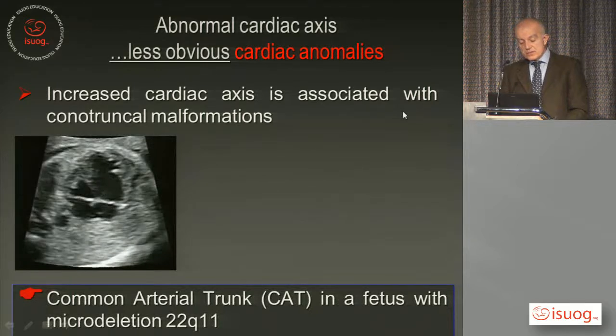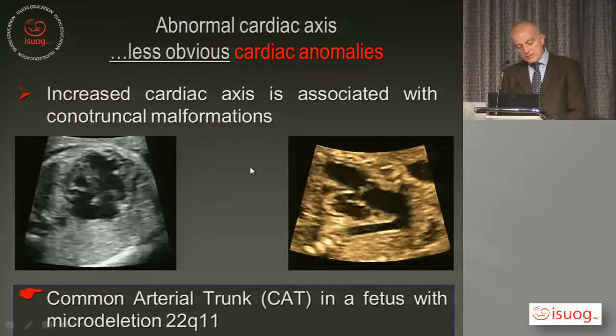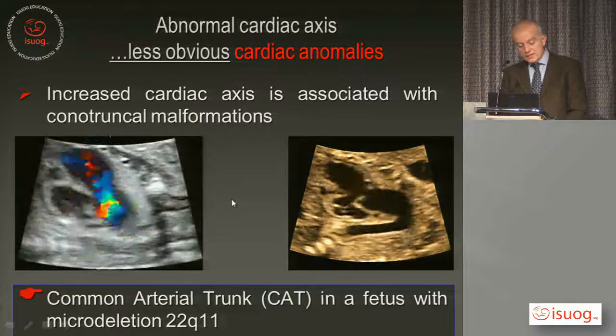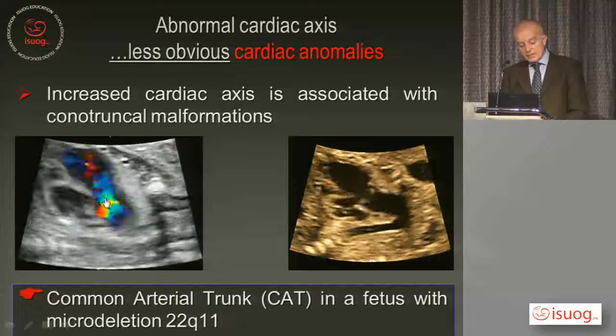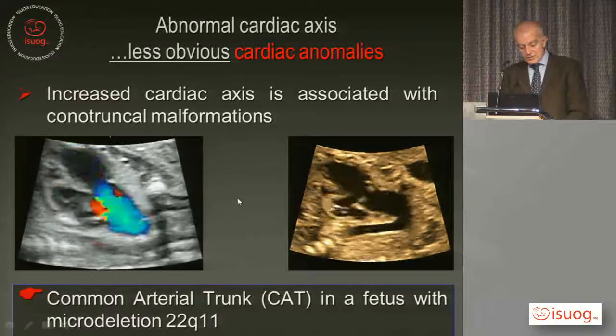Increased cardiac axis is also associated with conotruncal malformation. Again another one, and you see again the increase of cardiac axis. And in this case, there was a truncus, common arterial trunk. You see here a huge single vessel arising from the heart, malalignment VSD, dysplastic valve consistent with the diagnosis of common arterial trunk, and then you put on the color Doppler and confirm that the truncal valve is stenotic and insufficient at the same time. And this was associated with microdeletion as well, and DiGeorge syndrome.